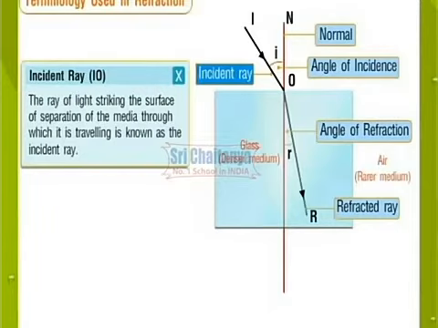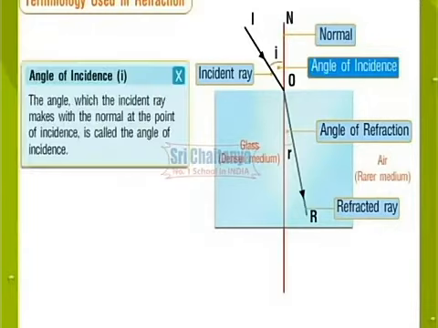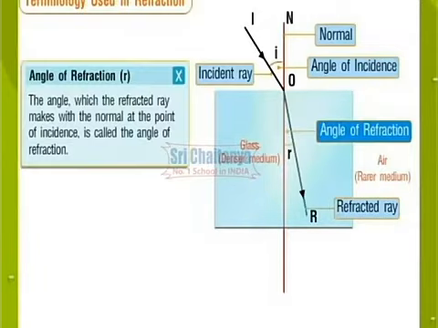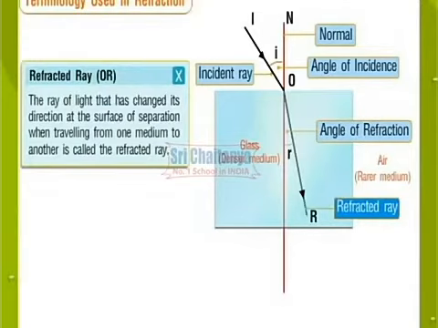The ray of light striking the surface of separation of the media through which it is traveling is known as the incident ray. The perpendicular drawn to the surface of separation at the point of incidence is the normal. The angle of incidence is the angle which the incident ray makes with the normal at the point of incidence. The angle of refraction is the angle which the refracted ray makes with the normal. The refracted ray is the ray of light that has changed its direction at the surface of separation.